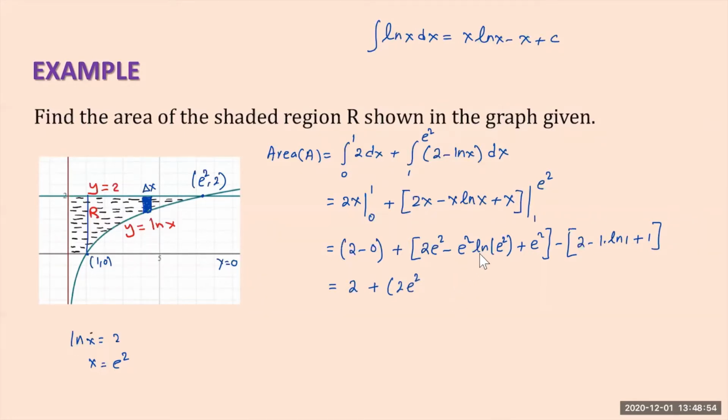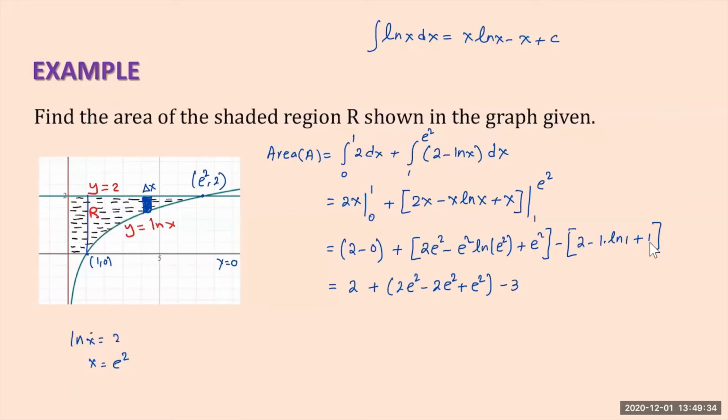and over here we have natural log of e squared. So whenever we have the exponent like this, we can bring that in front. So it will be 2e squared, and we are left with natural log of e, which is 1. So it will just be 2e squared plus e squared, then minus, over here, natural log 1 is 0. So this is 0. And here we have 2 plus 1, 3.